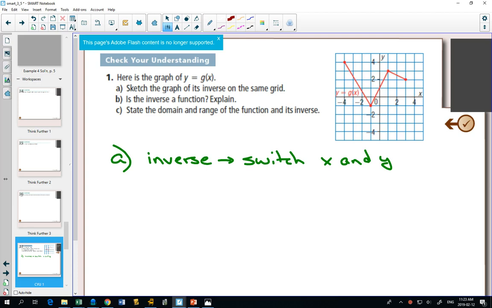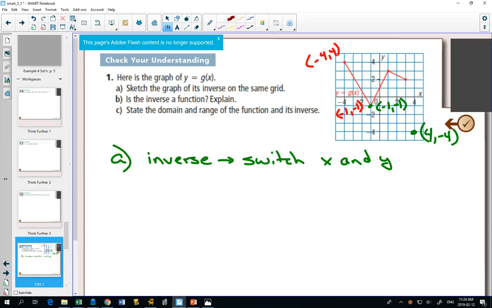And so if on my original graph I have (-4, 4), on my new graph I'm going to have (4, -4). Switch colors. And if on my original graph I have (-1, -1), what happens when I switch the x and the y coordinates here? I still have (-1, -1).